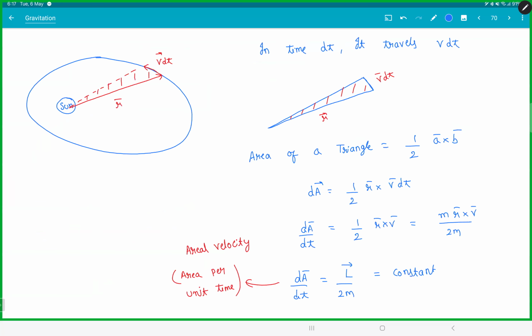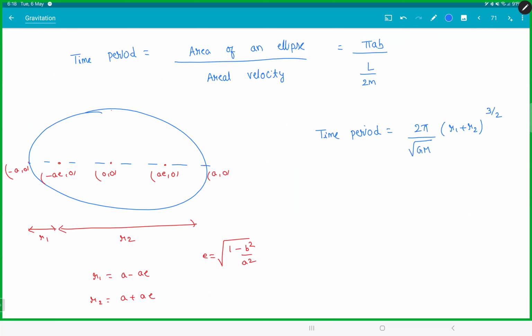So the main catch is this part. You should figure out that the areal velocity is constant. And this is actually the proof of Kepler's second law. We will see what Kepler's second law is, but yeah, in case you know. Any doubt on this? Okay with this?